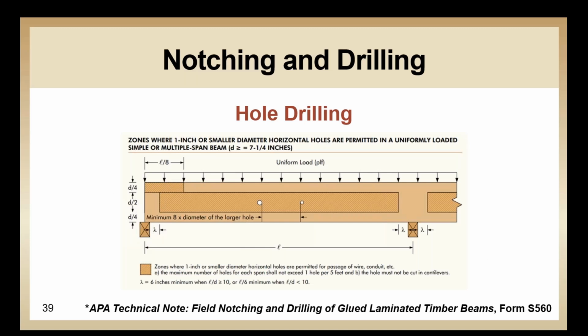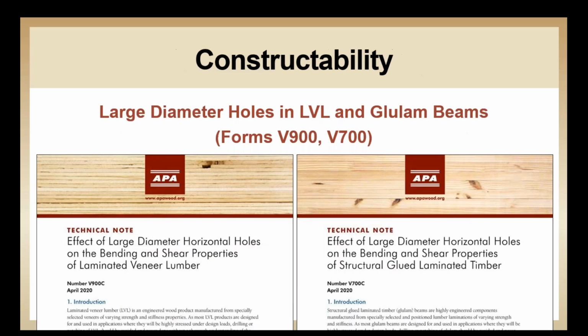This slide shows the hole zones for 1 inch or smaller diameter horizontal holes. These holes are permitted in a uniformly loaded simple or multiple span glulam beam greater than 7¼ inches in depth. The small hole guidelines we recently reviewed are permitted for all beam applications. There's no engineering analysis required generally.